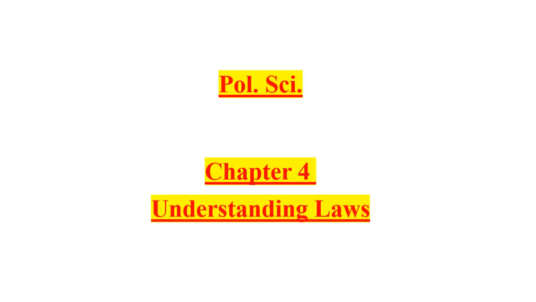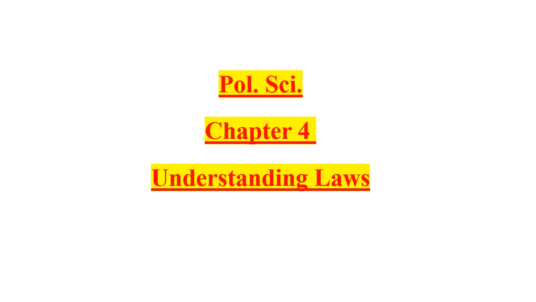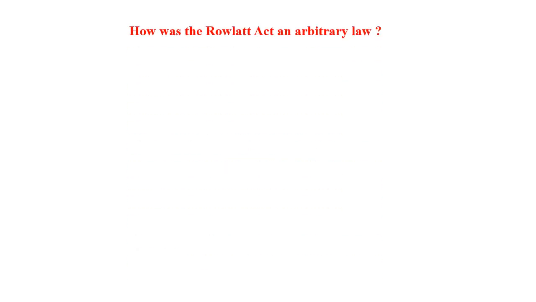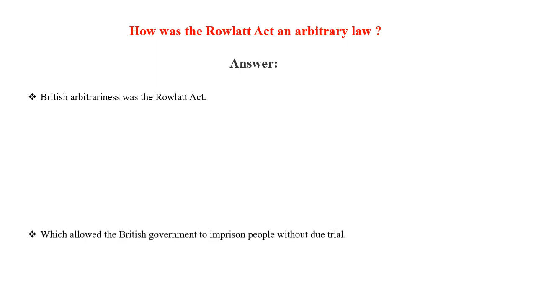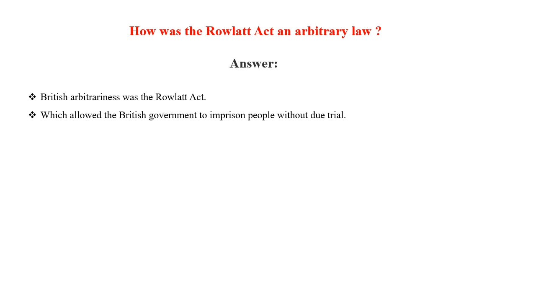Political Science. Chapter 4, Understanding Law. How was the Rowlatt Act an arbitrary law? Answer. British arbitrariness was the Rowlatt Act, which allowed the British government to imprison people without due trial.